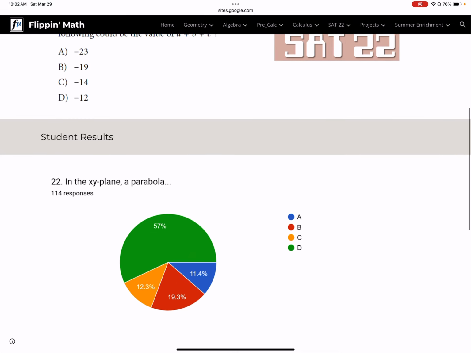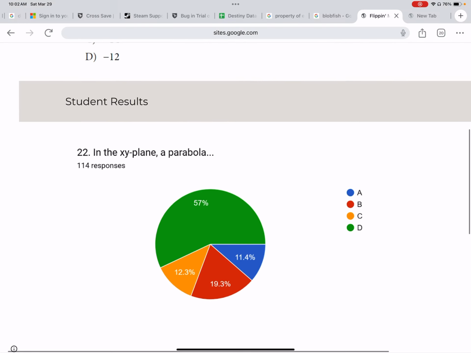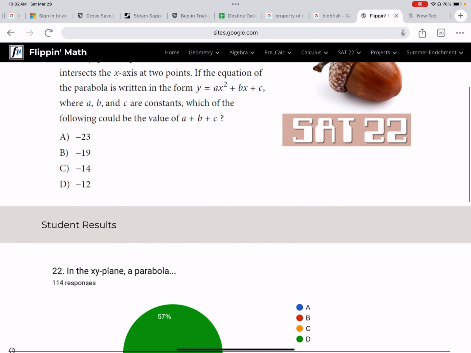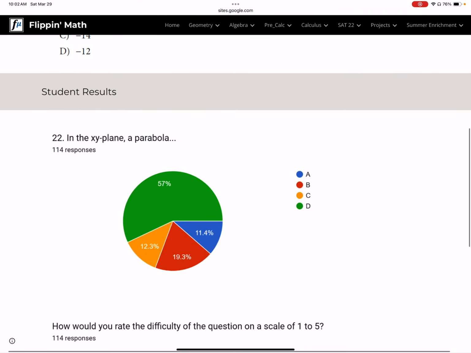Well, let's take a look at this pie graph here. You can see a big spike here at green. 57% of us said it was answer choice D. Answer choice D is in fact the correct answer here. So a bit over half of us got this one correct.